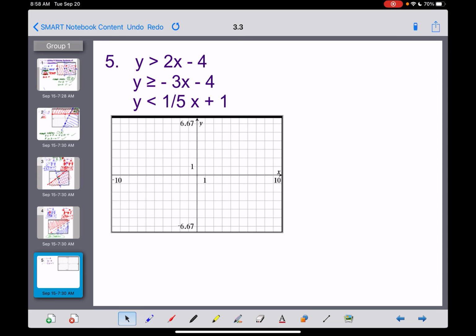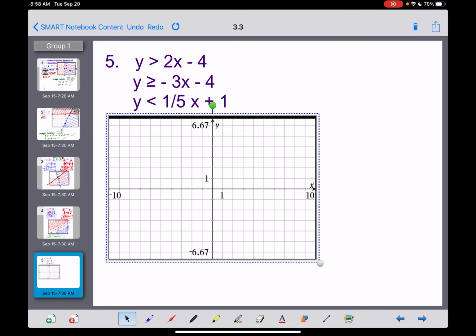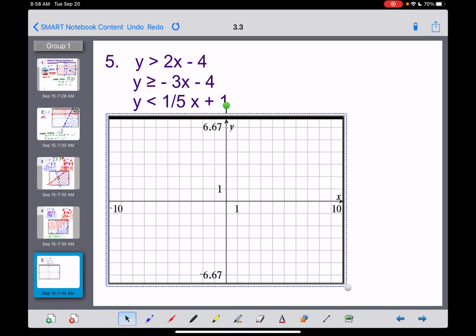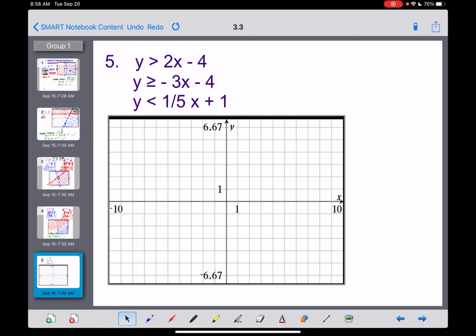Now, I tell you what, I'm going to make this bigger and easier to see. The nice thing about this problem is all 3 of those are already solved for y, so we don't have to do any work to prep for this one. We can just dive right in.